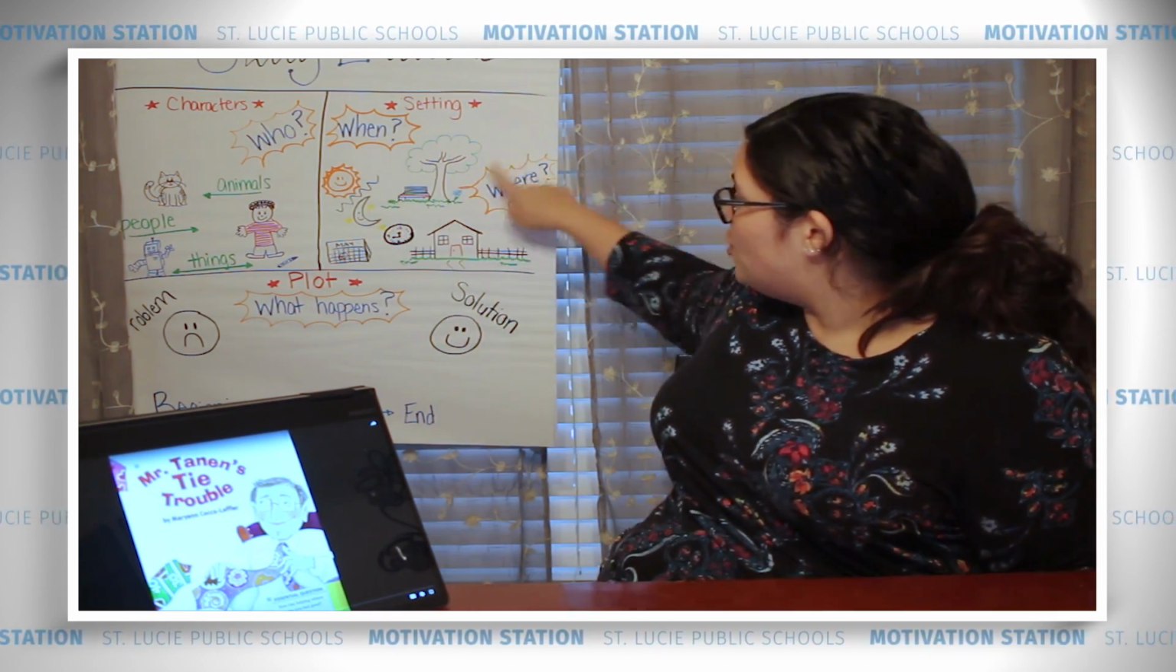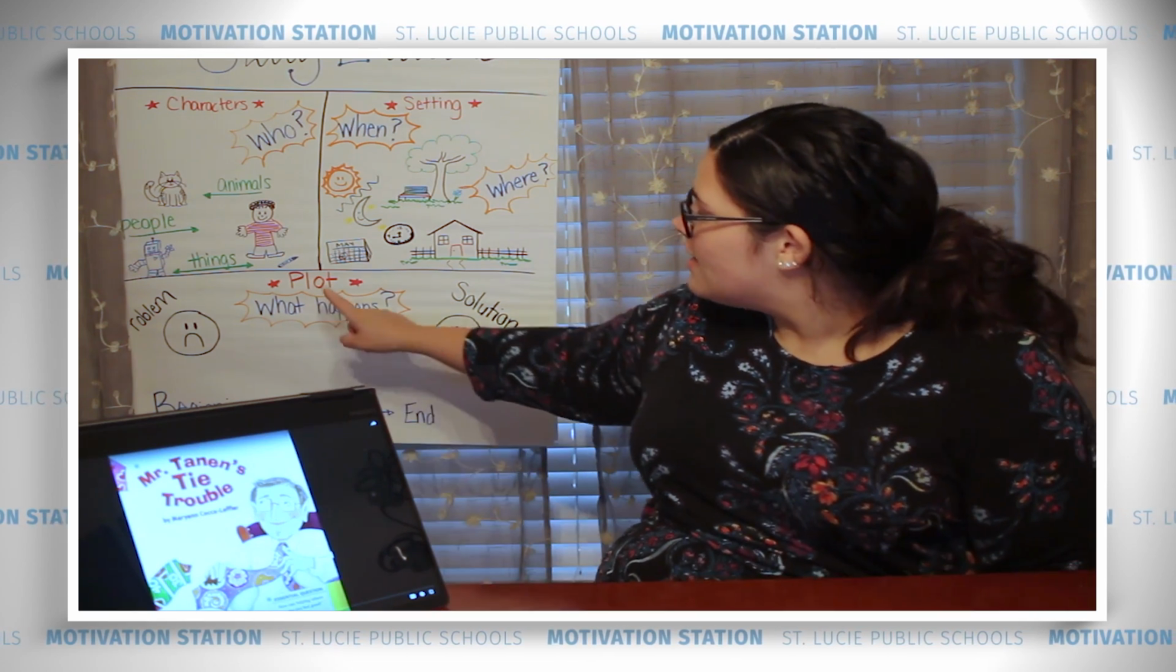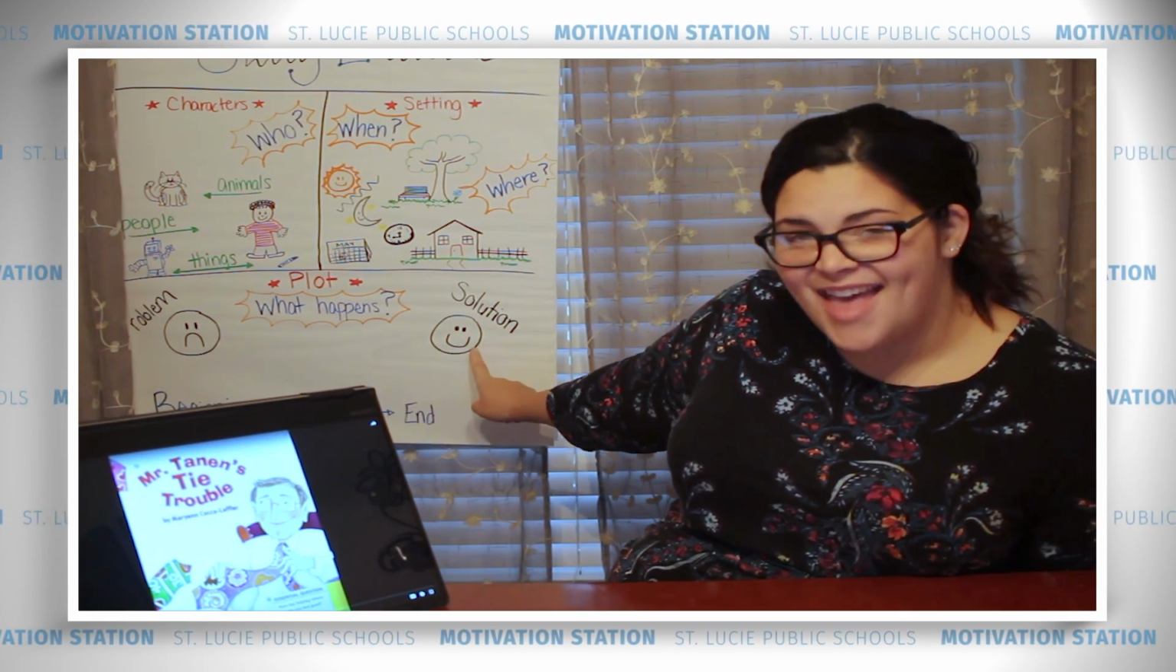And we also know where. Where is this story taking place? Excellent job. It's taking place at a school in a town, and Mr. Tannen is responsible for that school. He's the principal. So we know that the playground is the where of this story. Now the plot is what happens. We have a problem, there's a sad face here, and a solution at the end, that's the happy face.